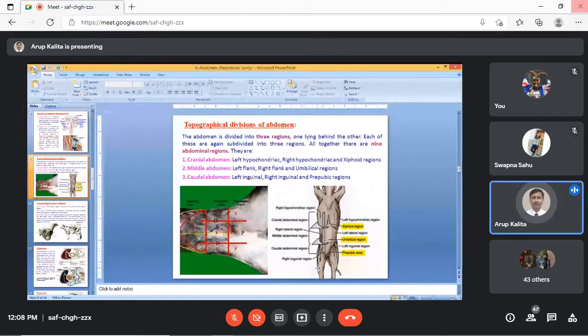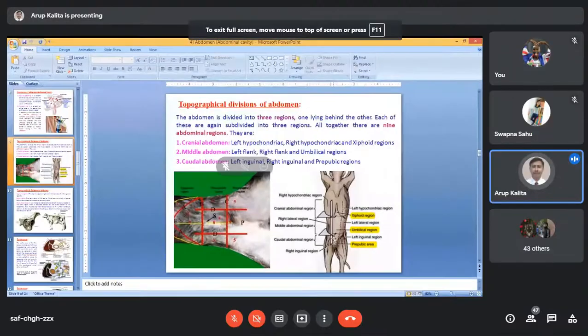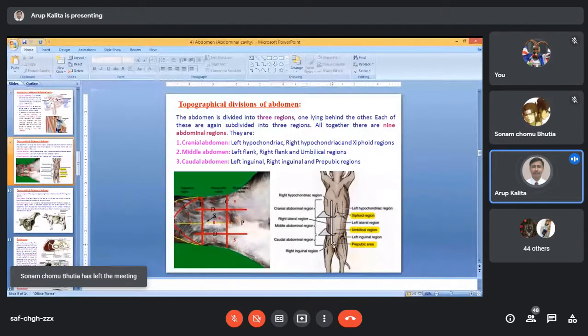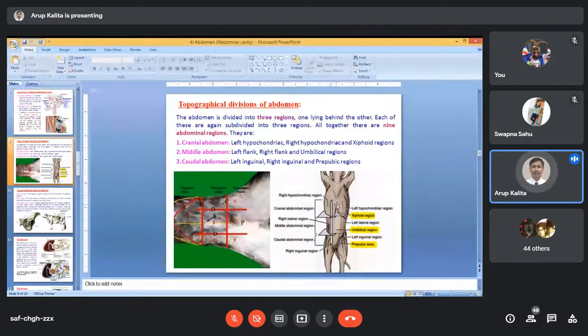Now the caudal abdomen is again divided into three parts. They are right inguinal, left inguinal, and prepubic. This is the prepubic region. That means the total abdominal region is divided into 9 regions. The cranial abdomen consists of 3 regions, the middle abdomen consists of 3 regions, and the caudal abdomen consists of 3 regions. Total 9 regions. So if somebody asks you how many small divisions are present in the abdomen, you have to tell there are 9 divisions of the abdomen.